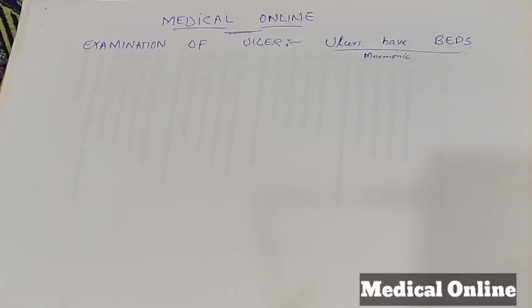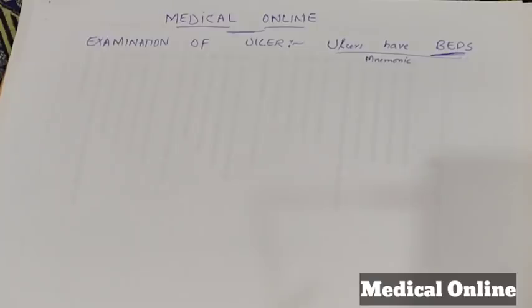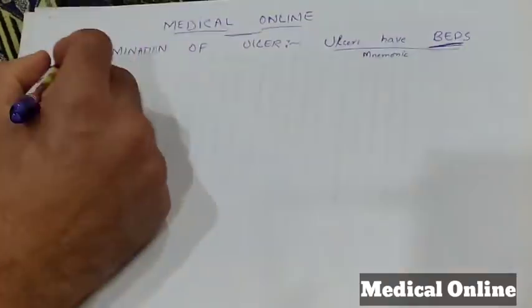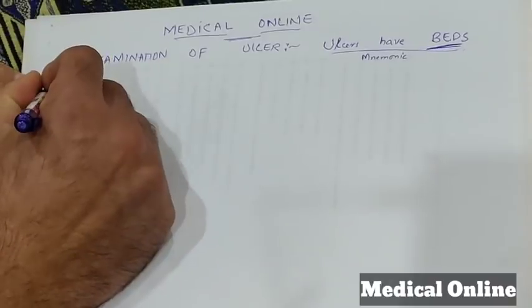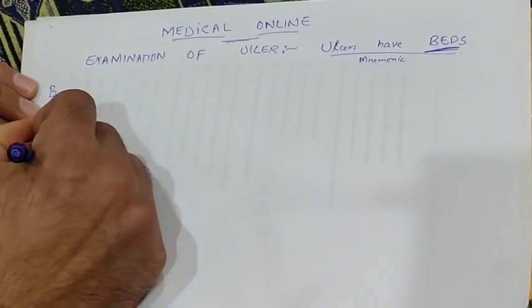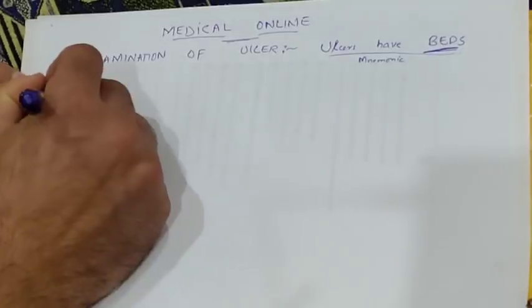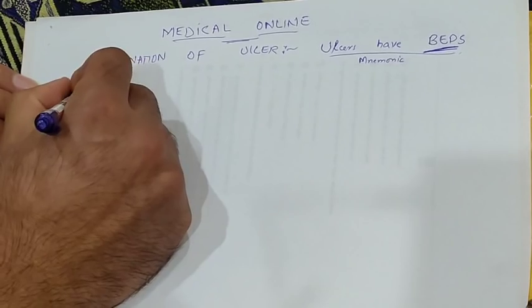Okay, I already wrote that ulcers have BEDS. This will be our mnemonic. The most important thing will be BEDS. You will have to remember BEDS. If anyone tells you to examine an ulcer of the patient, you will have to follow this mnemonic. Number one, we will come towards the mnemonic, and it is B, E, D, and S. Starting from the B, B stands for base.